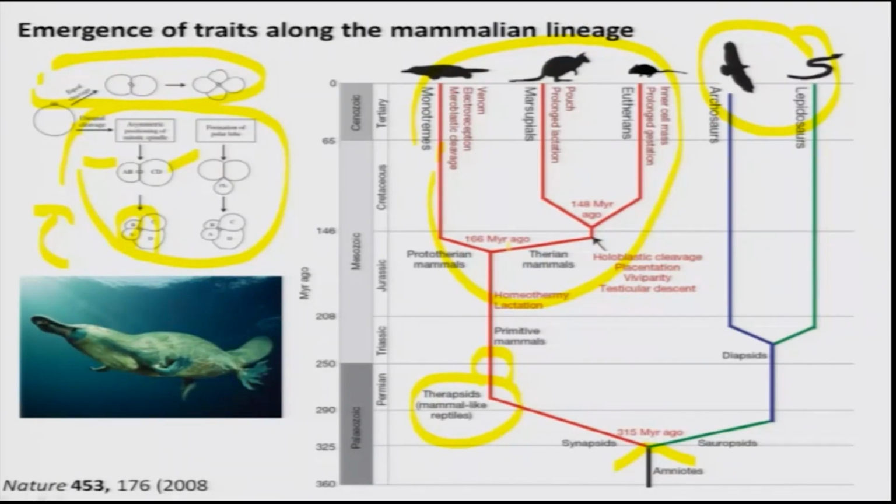So it's important to know that both monotremes and marsupials are unique to the Australian continent, whereas eutherians are present everywhere. But obviously they represent a different lineage that diverged about 166 million years ago into the prototherians and therian mammals.